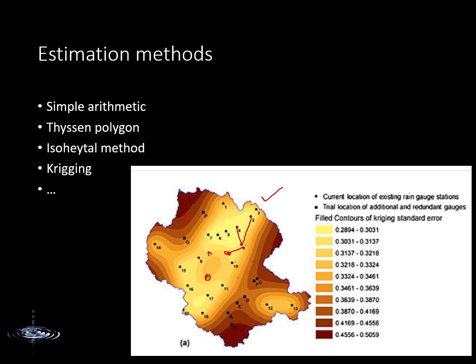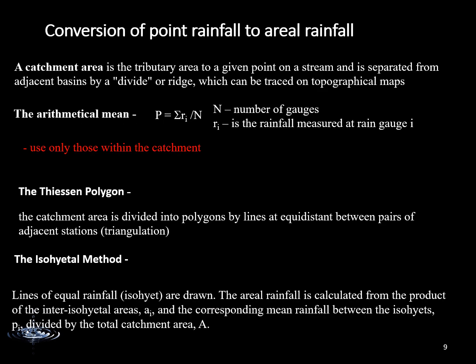Okay, this kriging method is obviously advanced, and it needs a computer to calculate, but there are some other simple techniques as well. For example, the arithmetic mean method, Thiessen's polygon method, and the isohyetal method, and we'll look at these simple techniques. So first one, the arithmetic mean method. This is very simple.